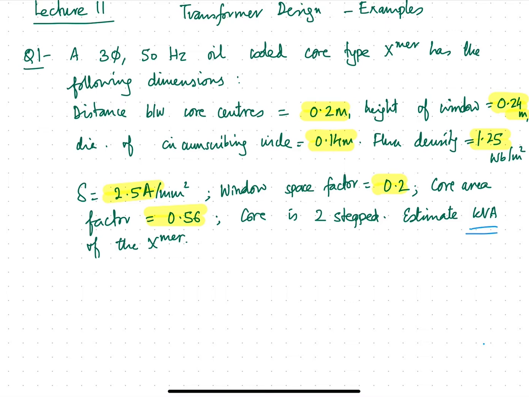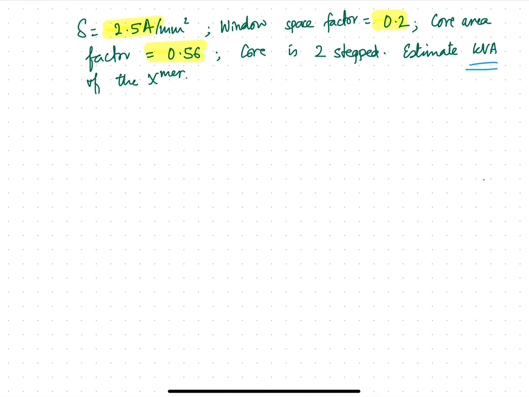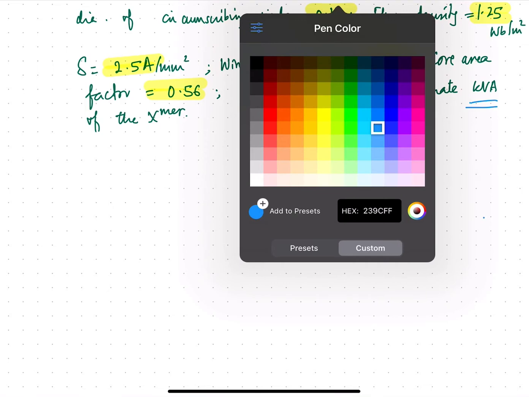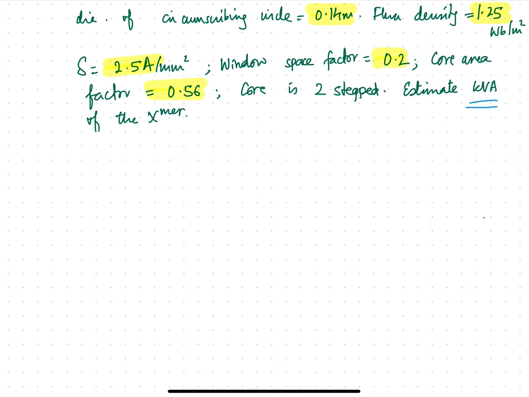Okay, so these dimensions are given. So what should we do? How do we proceed from here? We can start by first mentioning what is given to us. Just summarize what is given to us.